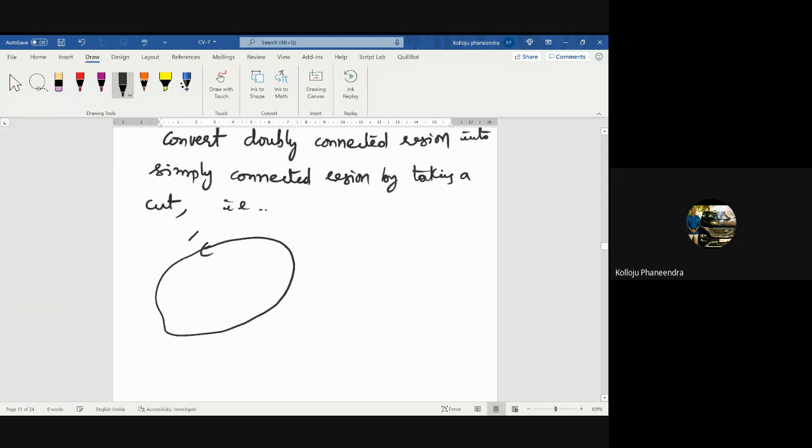Now I'm showing this. This is the curve C, and this is the hole, C1. Let me consider one cut. I'm taking the cut here. This is the cut. So this is equivalent to the following. See, the traversal is always in the anti-clockwise direction, so let me start from here.